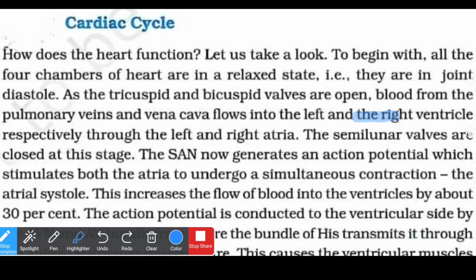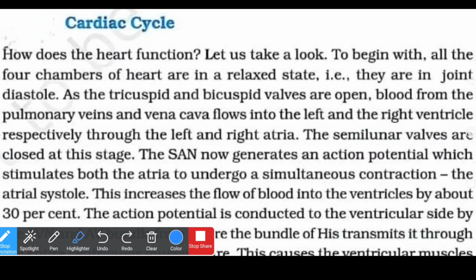In the left side, the blood is coming through the pulmonary vein, whereas in the right, it is coming from the superior and the inferior vena cava, or rather the coronary sinus. Now the semilunar valves are closed at this stage. Please do remember one thing: whenever the blood is entering the atria, at that time the semilunar valves are closed.